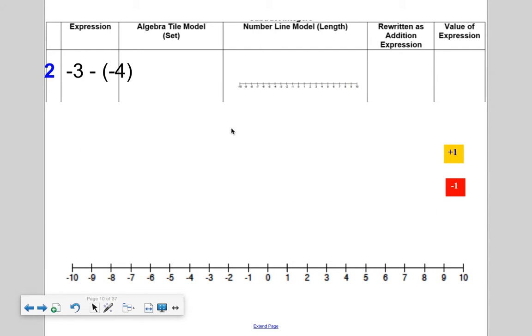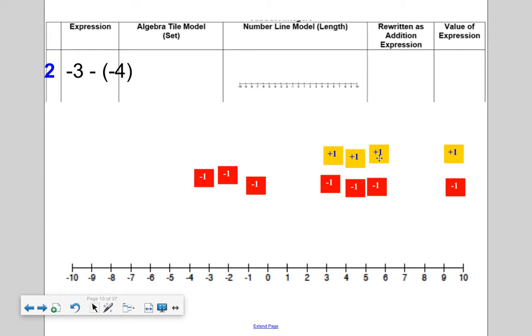What if we have negative 3? Let's use our model. You have 3 negatives. I need to take away 4 negatives. Can I take away 4 negatives from this? I don't have enough. So in order to take away 4 negatives, do you remember zero pairs? If we add zero pairs, nothing's happening. So we need to add 4 zero pairs.